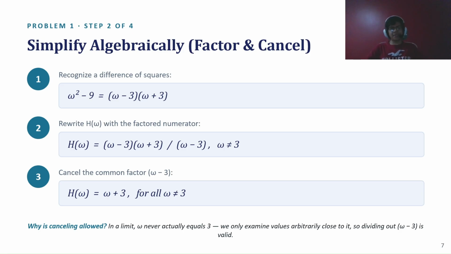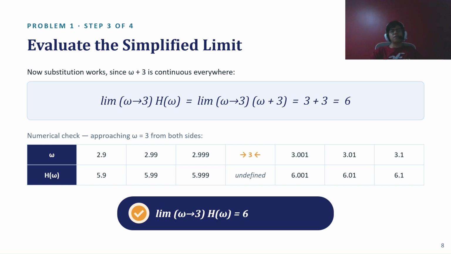The third part, cancel the common factor w minus 3. H of w equals w plus 3 for all w not equal to 3. Why is canceling allowed in a limit? w never actually equals 3. We only examine values arbitrarily close to it, so dividing out w minus 3 is valid. Evaluate the simplified limit. Note that substitution works since w plus 3 is continuous everywhere.